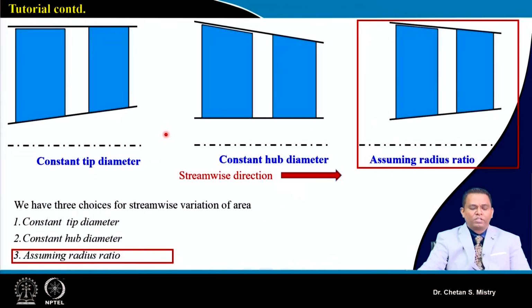Now, here we were discussing the constant tip diameter configuration and the constant hub diameter configuration. Same way, we have a third logic, which is assuming the radius ratio. We will not be discussing the design using this approach, because it would unnecessarily increase the number of lectures, and you would also feel it is a little boring. So to avoid that, maybe you can try it with your Excel sheet program, or do a pen and paper calculation using this configuration.